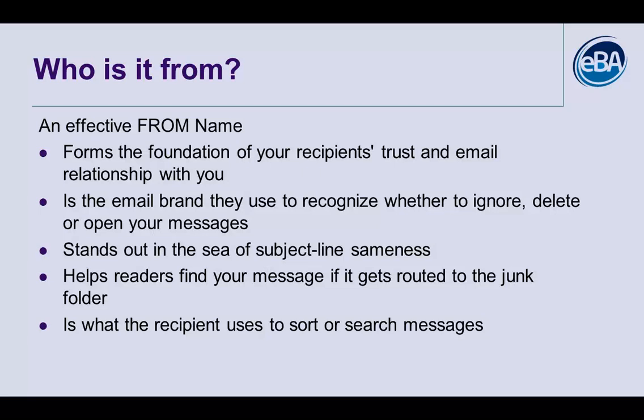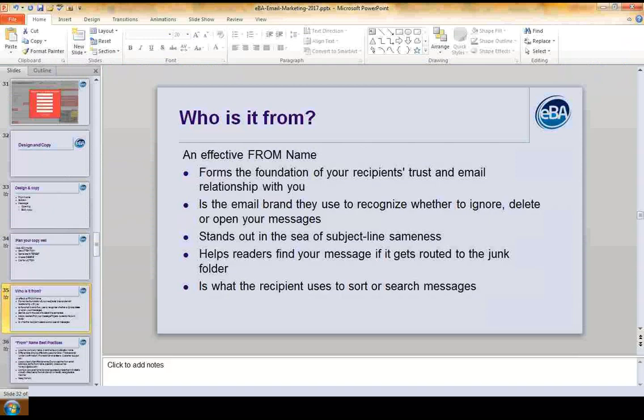It also helps readers find your message if it gets routed into the junk folder. Sometimes it happens. So when you go to the junk folder, you can easily find the sender and put that back into the inbox. And it is what the recipient uses to sort or search messages. Now that is a very common behavior when it comes to finding an old email. Most of the time you search by the sender name. Therefore, having a properly identified from name is very, very important. Now, just an example.